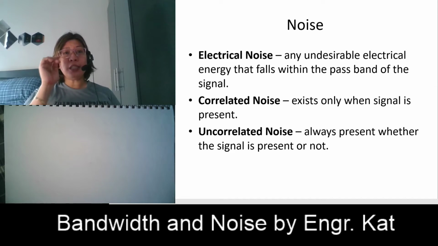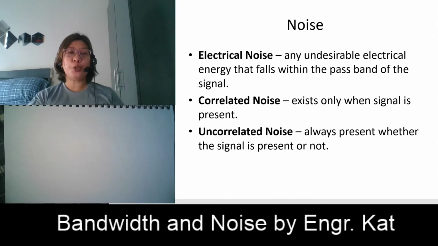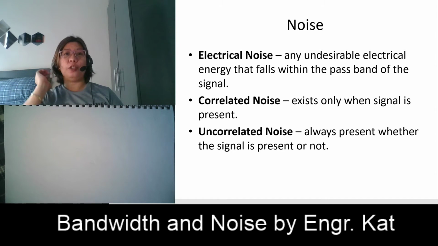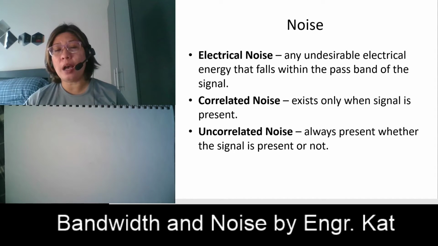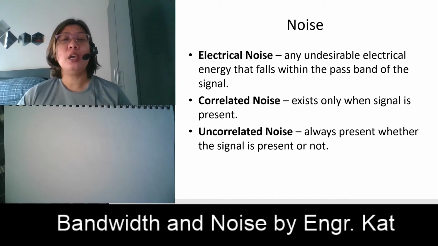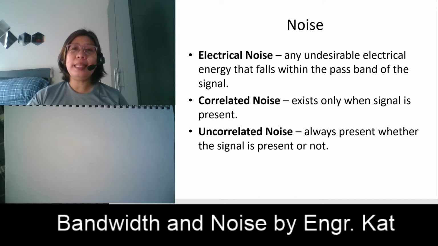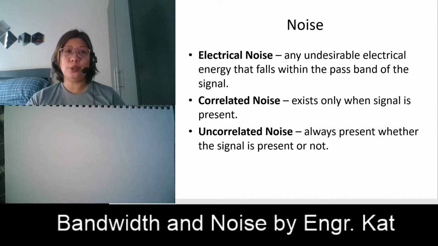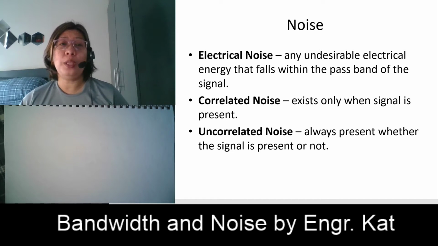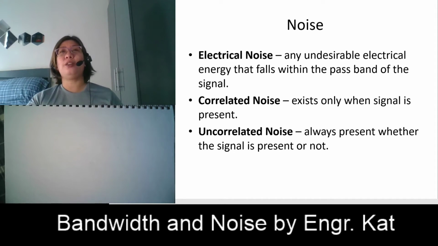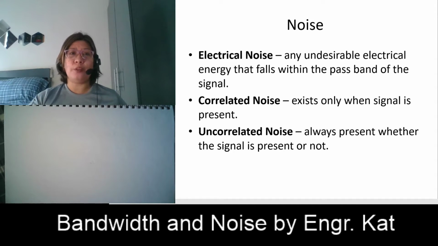The next important consideration in communication, of course, is noise. We have several types of noise. First, we have electrical noise. Electrical noise is any undesirable noise; we don't want it. Therefore, we design electronic circuits that are capable of eliminating these noises. Electrical noise is any undesirable electrical energy that falls within the passband of the signal.